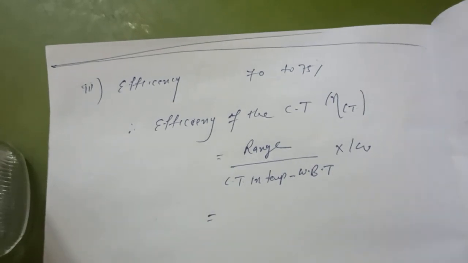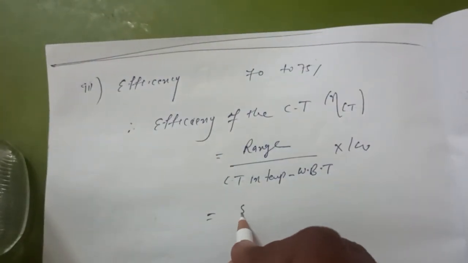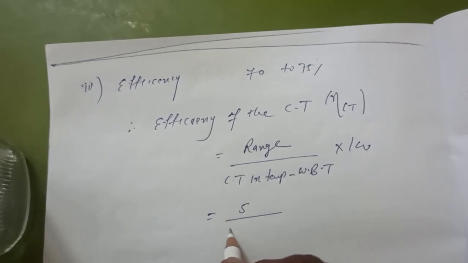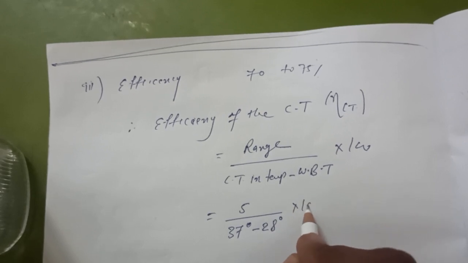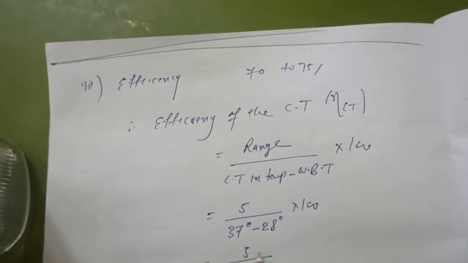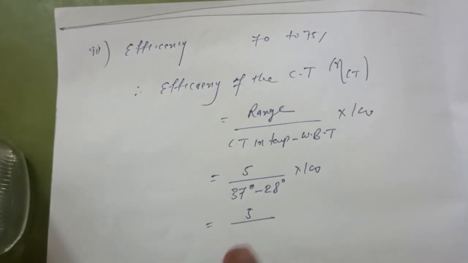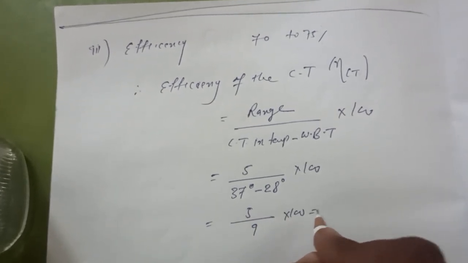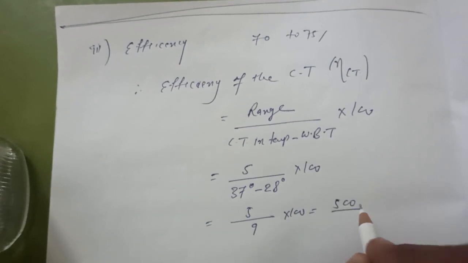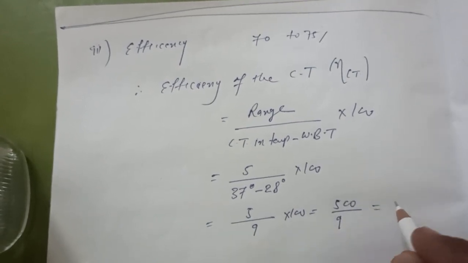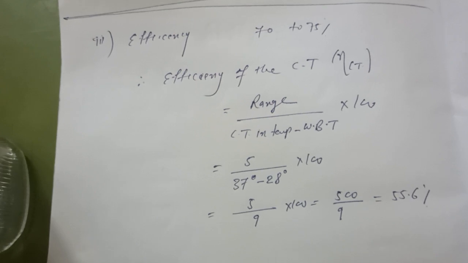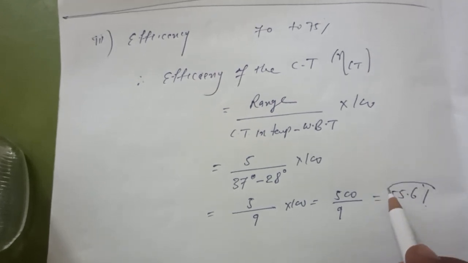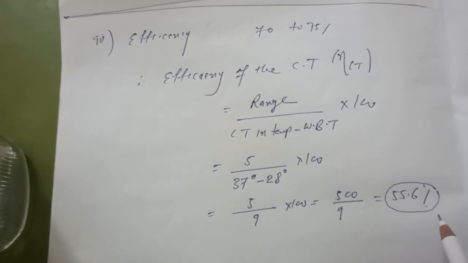Range we have determined on the previous page, 5 degrees Celsius, and the cooling tower inlet temperature we know is 37 degrees Celsius. WBT we know is 28 degrees Celsius. So eta equals 5 divided by 37 minus 28, that is 9, into 100%. 500 divided by 9 comes to around 55.6. So friends, the efficiency of that particular cooling tower is 55.6 percent.